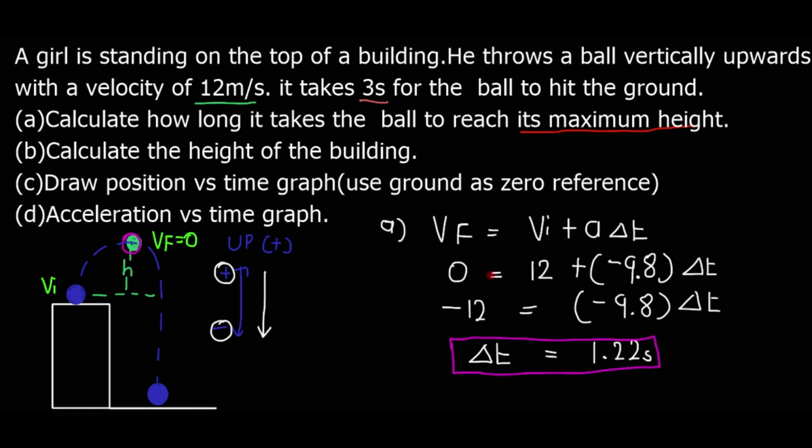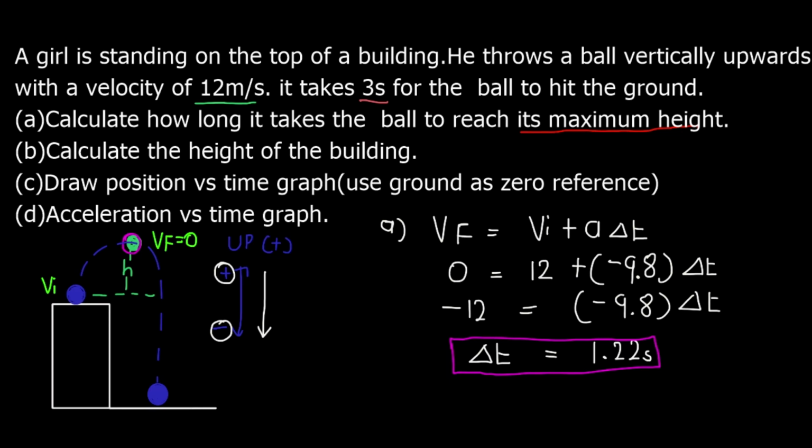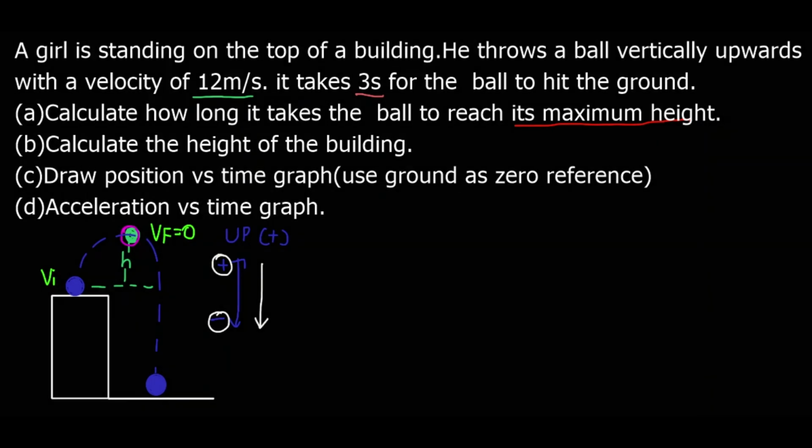Now let's go to part B. Part B says calculate the height of the building. Part B is asking for the height of this building. And then we will look for a formula that has the height, and the information that we have. So we will use this formula.